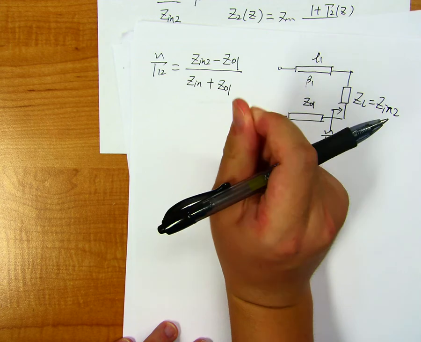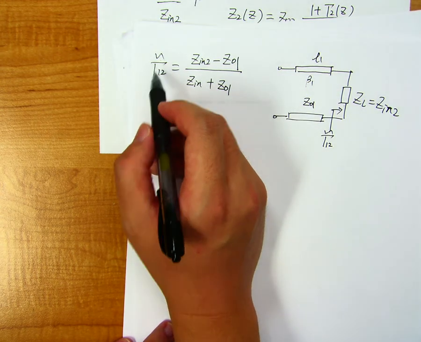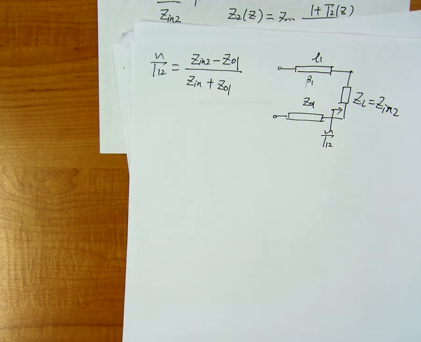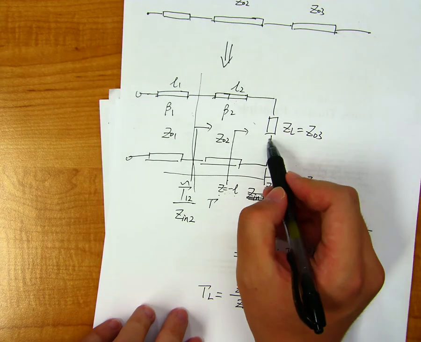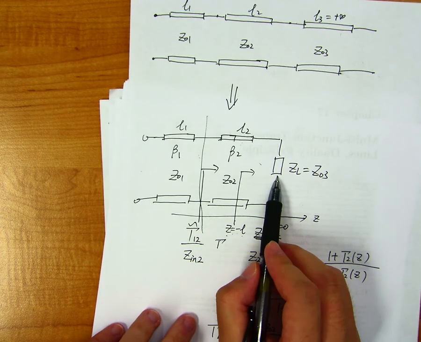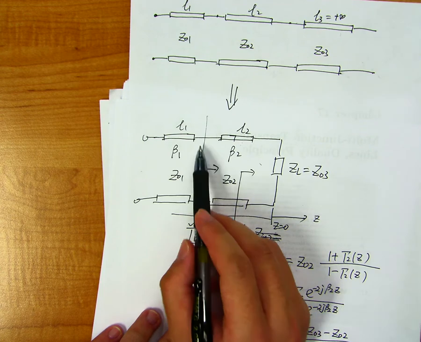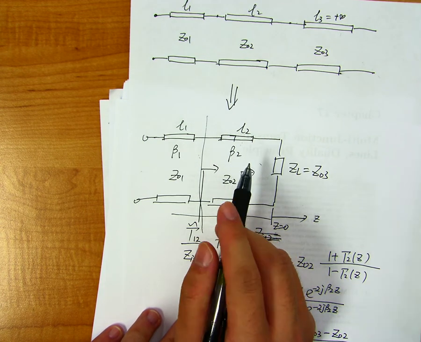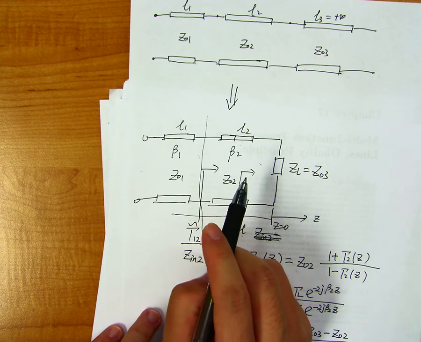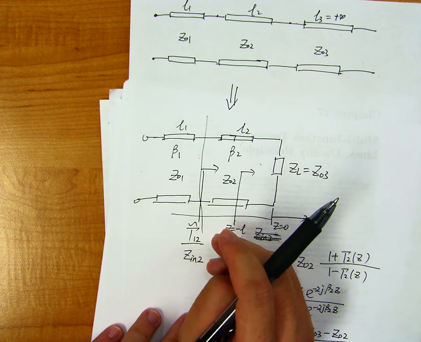Okay, so we have this gamma_12 tilde, and this gamma_12 tilde actually takes into account the reflection from Z03 and the reflection between the transmission line and Z2. So it's a general reflection coefficient. It considers all the reflected waves.